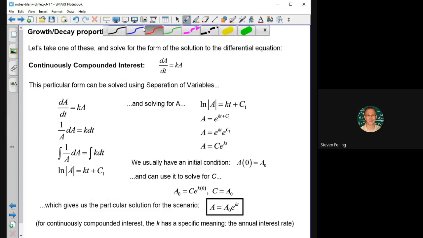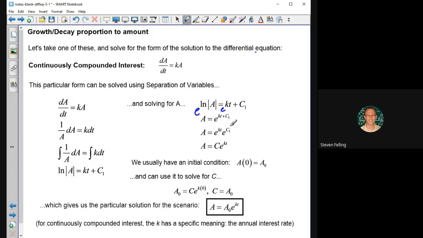So we could move the dt over to this side and divide both sides by A to get 1 over A dA equals k dt. And then we would take the integral of both sides to find the solution. So we would get the natural log of the absolute value of A equals kt plus an integration constant. And then if we wanted to solve that explicitly for A to get an explicit solution, we would take e to both sides here, which could be separated into e to the kt times e to the c1.